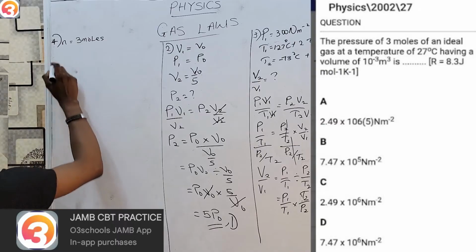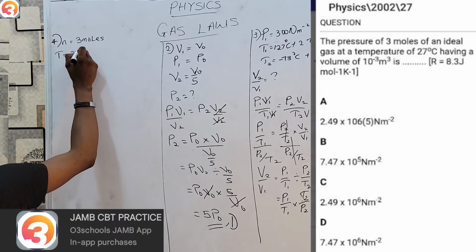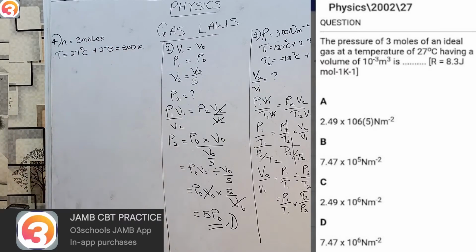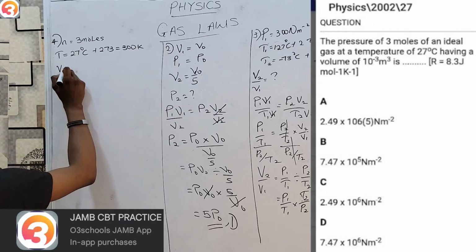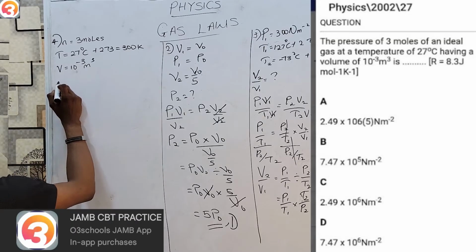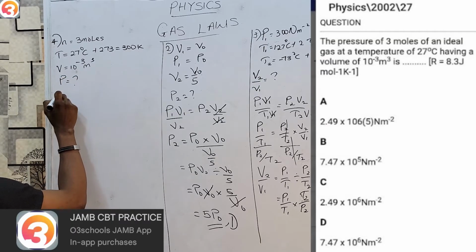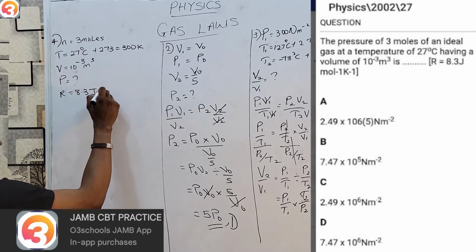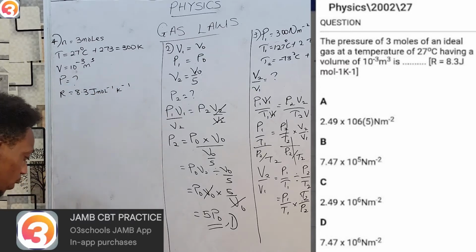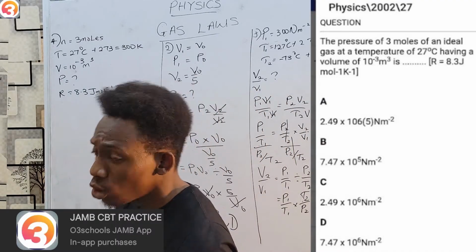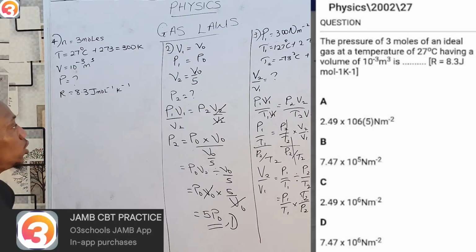An ideal gas at a temperature of 27 degrees Celsius, convert to Kelvin, that's 300 Kelvin, having a volume of 10 to the power minus 3 meter cube. We want to know what the pressure is. And we are told R equals 8.3 joules per mole per Kelvin. Now, this is one of those reasons why I say it is easier to know the constants, don't skip, don't jump. If you try to jump and solve with 8.314, you might not find the answer in the options.